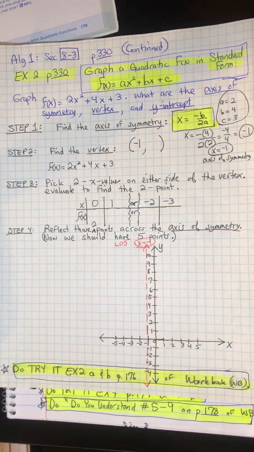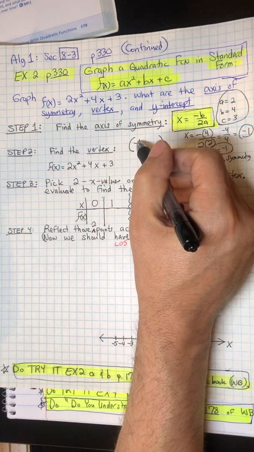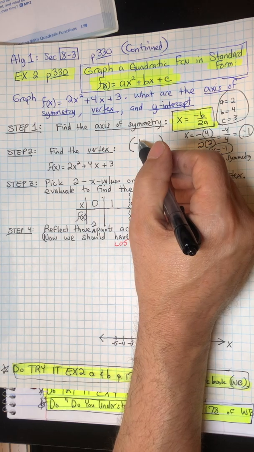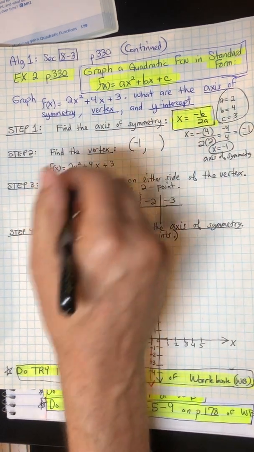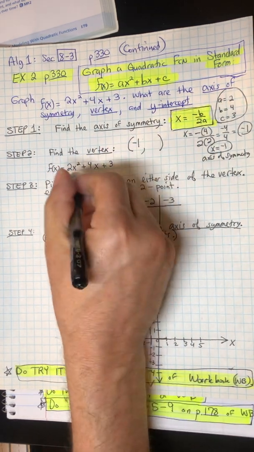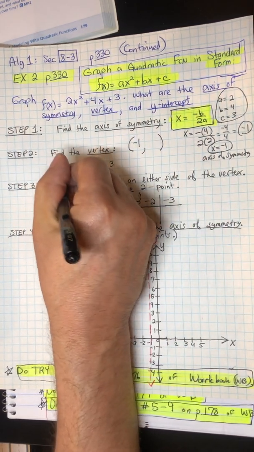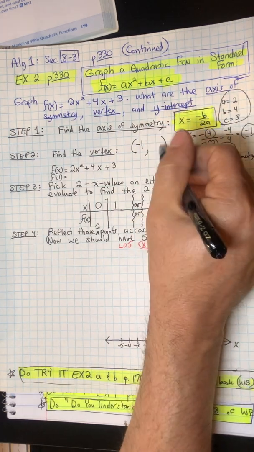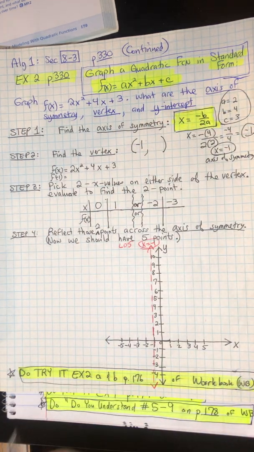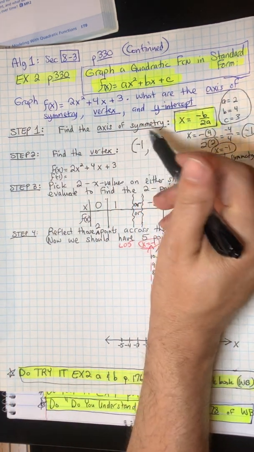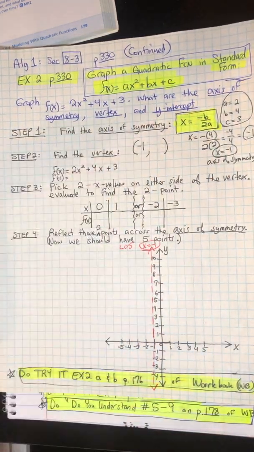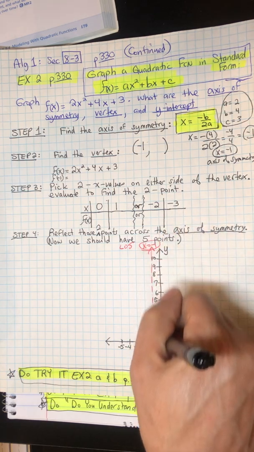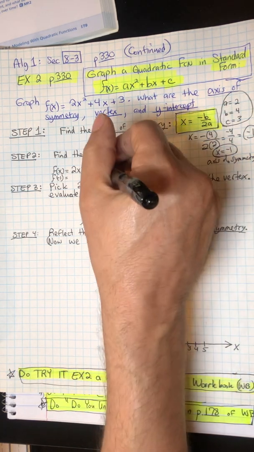Find the vertex is step 2. Since we have the x-coordinate of the vertex, we can use that to find the y-coordinate of the vertex by plugging -1 in for x in the function. So I'm going to find f of -1. That's going to give me the y-coordinate of the vertex. The axis of symmetry is also the x-coordinate of the vertex, because the vertex always lands on the line of symmetry or axis of symmetry. Let's go ahead and do that.